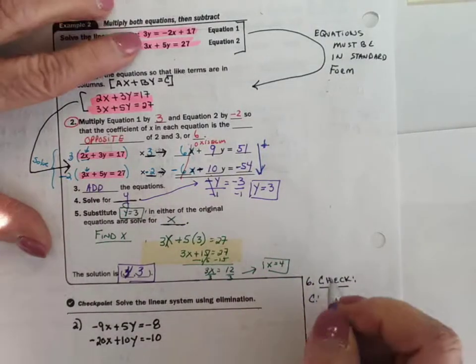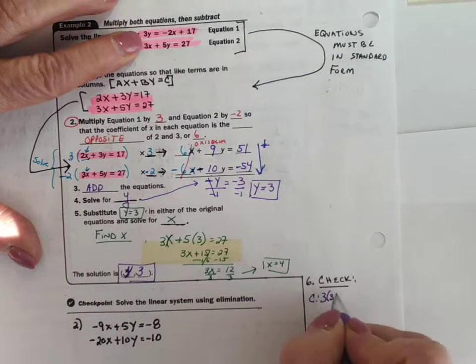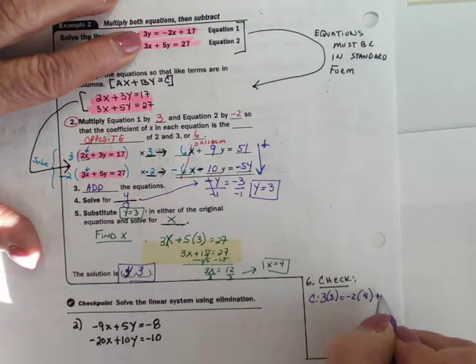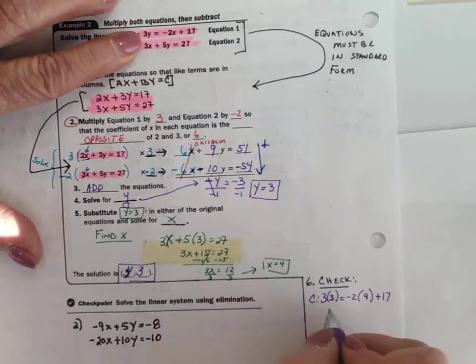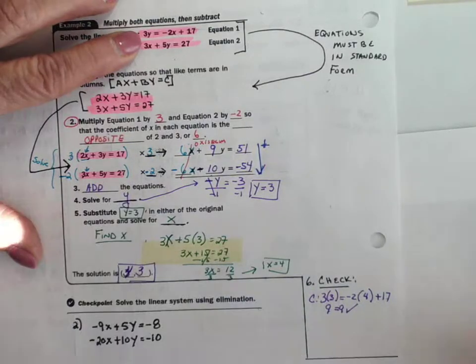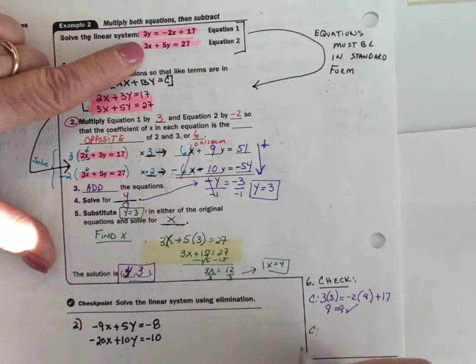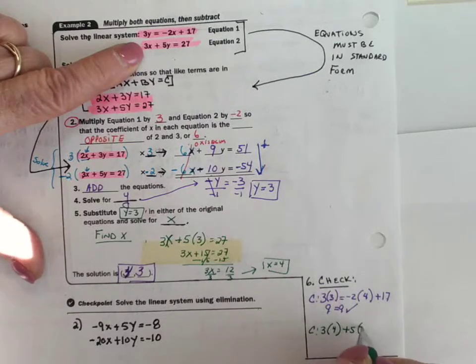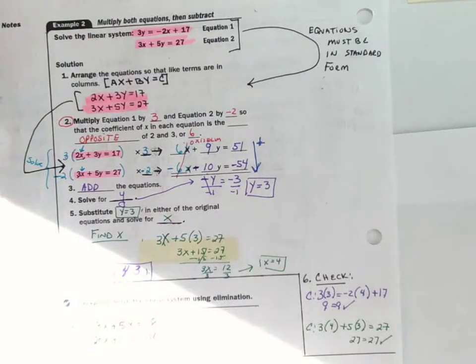So the first check, 3, y is 3, equals negative 2, x is 4, plus 17. 9 equals 17 minus 8 is 9. It checks. We're going to check the second equation. 3, x is 4, plus 5, y is 3 equals 27. 12 and 15 is 27 equals 27. Cha-ching, it checks.